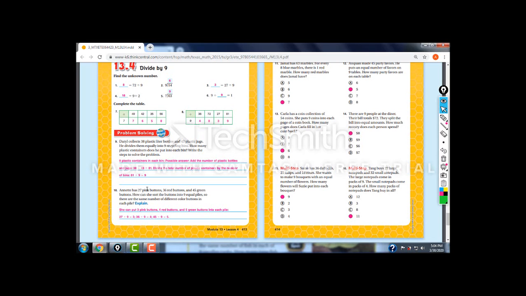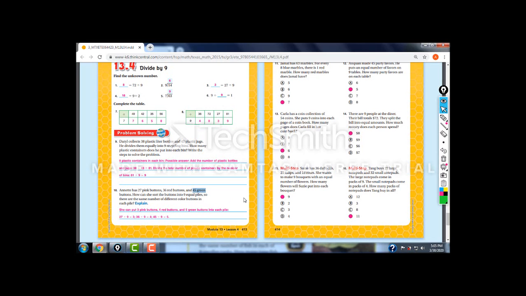Annette has 72 pink buttons, 36 red buttons, and 45 green buttons. How can she sort the buttons into 9 equal piles? So there are the same number of different color buttons in each pile. So now you just take each color. 72, you divide that by 9. 8. 36, you divide that by 9. 4. 45 divided by 9 is 5.